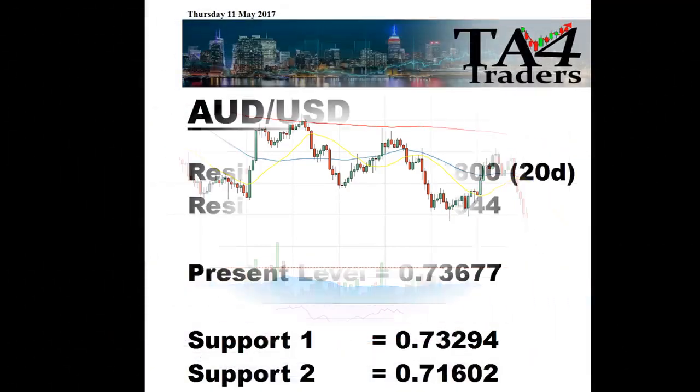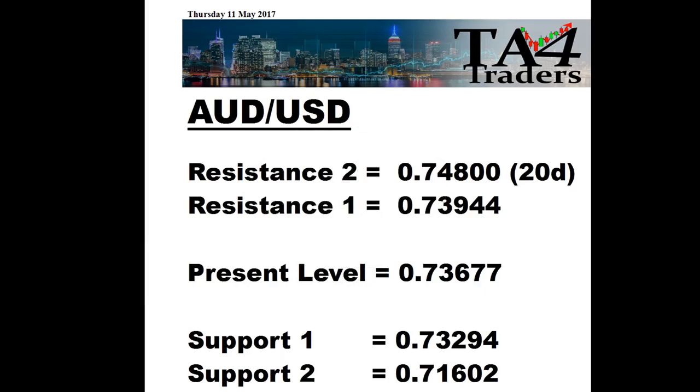Looking at the support resistance, as I said, this is the key, 73.944. That's the recent high that we had on the 4-hour chart and needs to be broken. If we can break through there, then maybe we'll get up to the 20-day 748. With the supports, 73.294 and then 71.602.